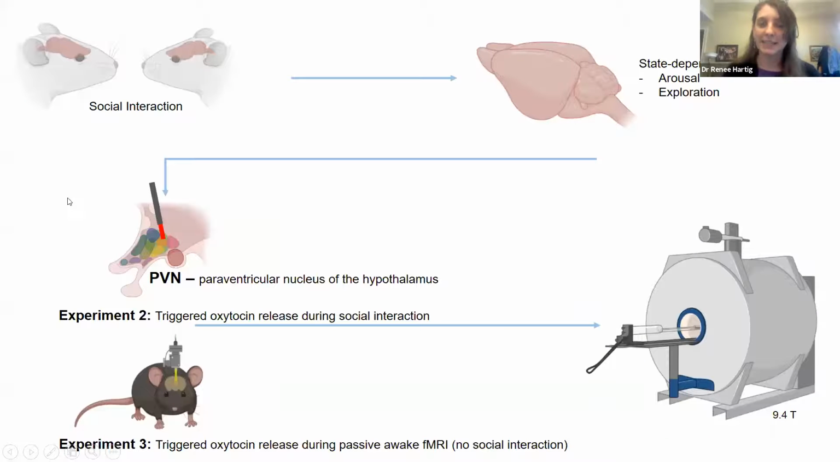Now, in a second scheme of events where we have a social interaction, and we want to look at state-dependent processing, which includes arousal and exploration, we conducted two subsequent experiments. One where we triggered oxytocin release during a social interaction and put them in the scanner. And also one where we put the mouse in the scanner and trigger the oxytocin release without a social interaction.